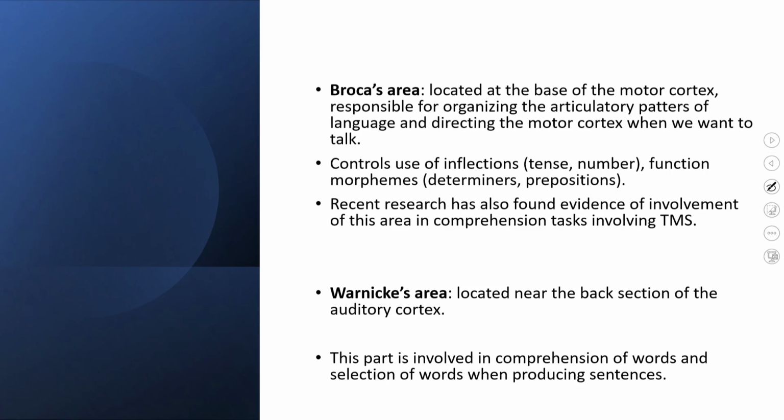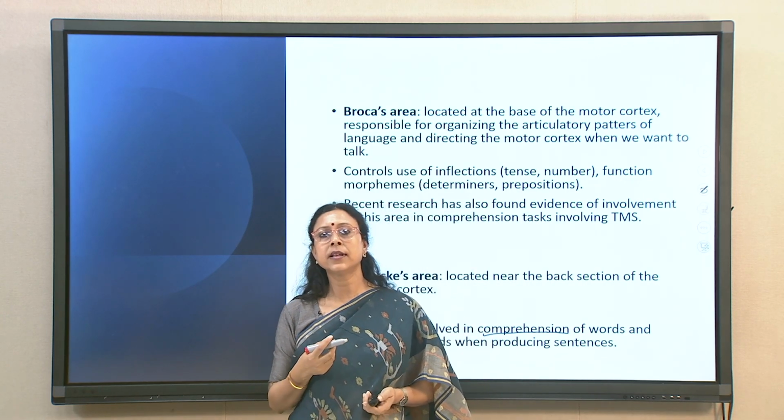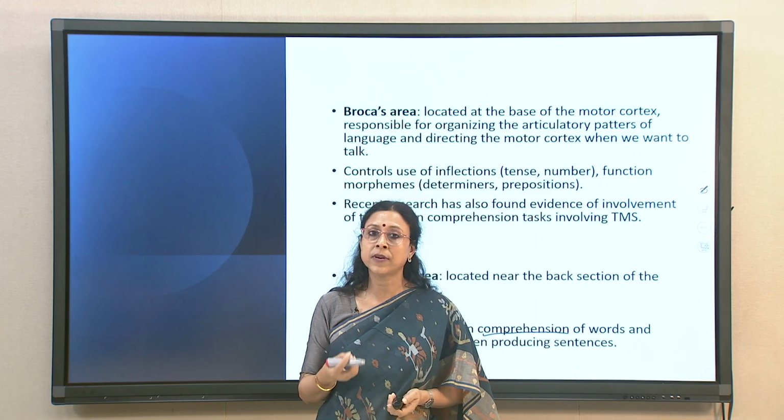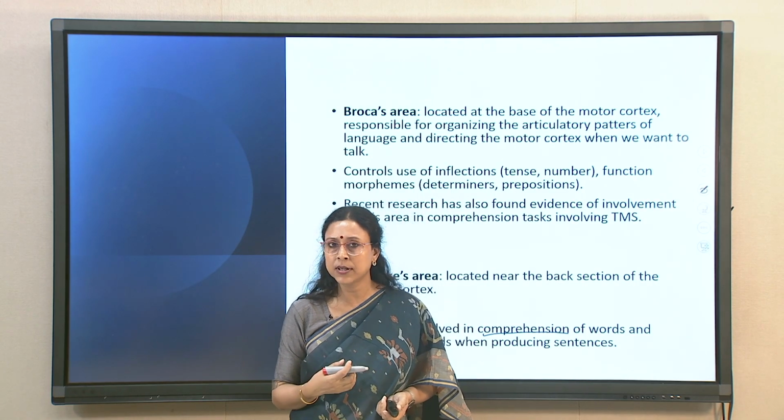Wernicke's area, on the other hand, is located near the back section of the auditory cortex. This part is involved primarily in comprehension. This is comprehension of words and selection of words when producing sentences. That is why, when we have Wernicke's aphasia, an acquired disorder, it happens when there is a problem with Wernicke's area, it is not functioning as it should, either due to stroke or due to some head injury or whatever.